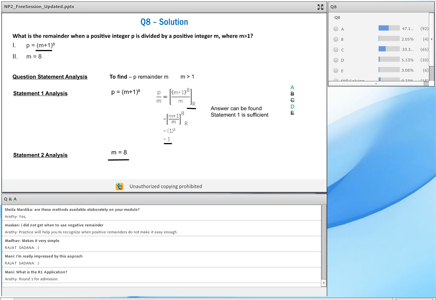m is equal to 8. Now what does it mean? Does it tell me anything about essentially p? No, it doesn't tell me anything about p. P could be any value, and hence we don't know what's the remainder when m divides p overall. So statement 2 is not sufficient, and hence we get the correct answer as choice A.